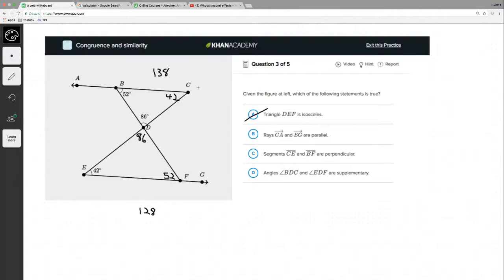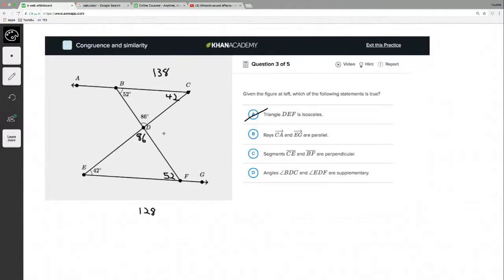Segments CE and BF are perpendicular. This is not true, because in order for the two lines to be perpendicular, they need to form a 90-degree angle, not an 86-degree angle. So we can disprove that. That's what perpendicular means. They meet at a right angle.